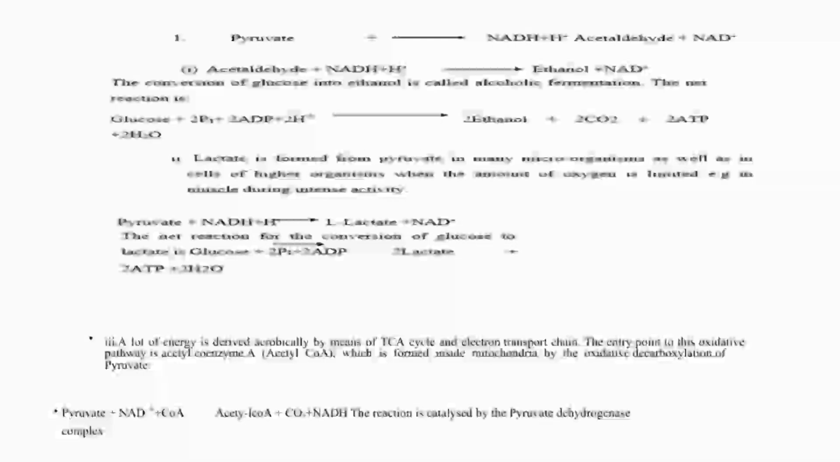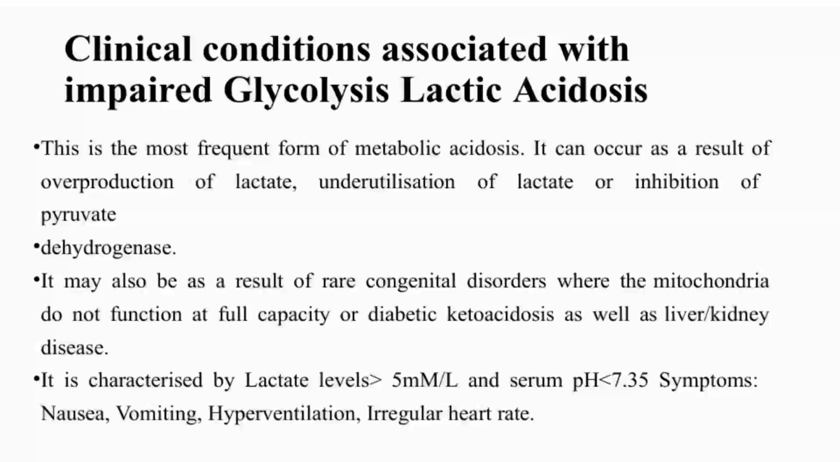It connects the initial breakdown of glucose to the energy-producing steps that follow in the mitochondria, tying together the overall theme of cellular respiration and efficient energy production. This is the most common form of metabolic acidosis that we encounter. It typically happens when there's an overproduction of lactate, or sometimes when the body isn't using lactate efficiently.